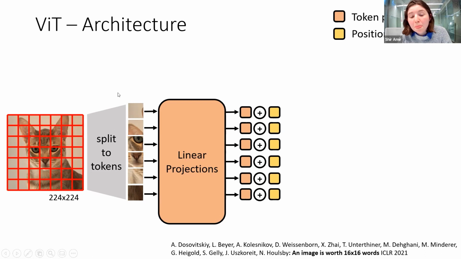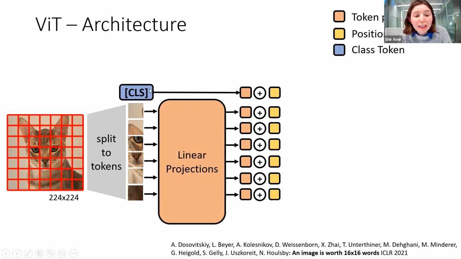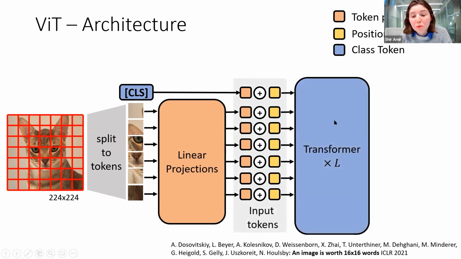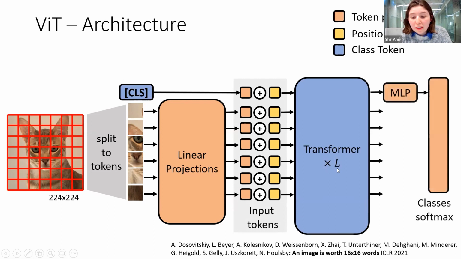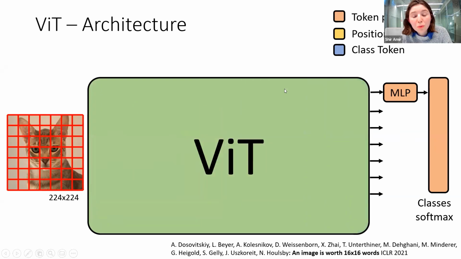the original image. We also have a learned class token, which serves as a type of global representation for the entire image. All of these input tokens together are passed through a transformer composed of L transformer layers. And finally, the class token's embedding from the transformer is passed through an MLP and provides us softmax scores over different classes. This entire vision transformer, ViT, is thus trained in a supervised manner.